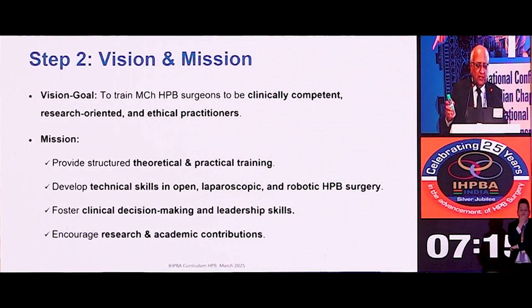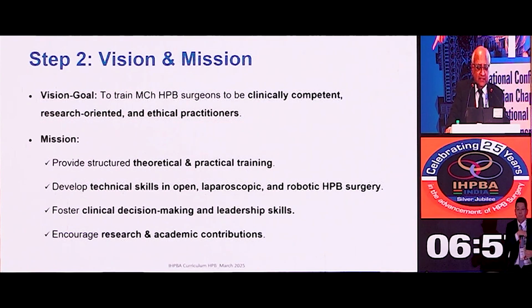So what should be the vision and mission for a HPB training course? Of course, vision has to be to train the HPB surgeons, form a good pool of those, and provide structured theoretical and practical training, technical skills, clinical decision making, leadership skills, research and academic contributions.